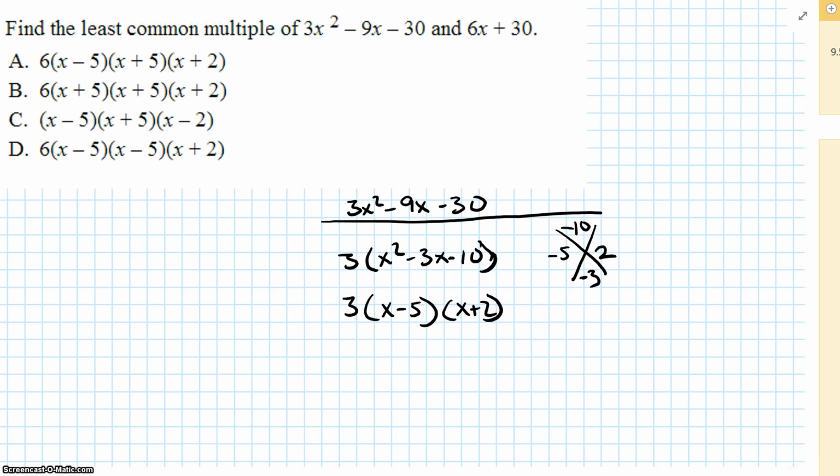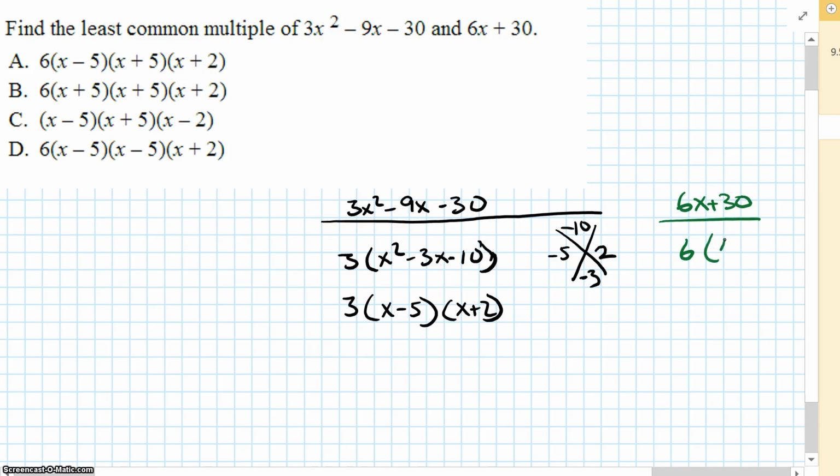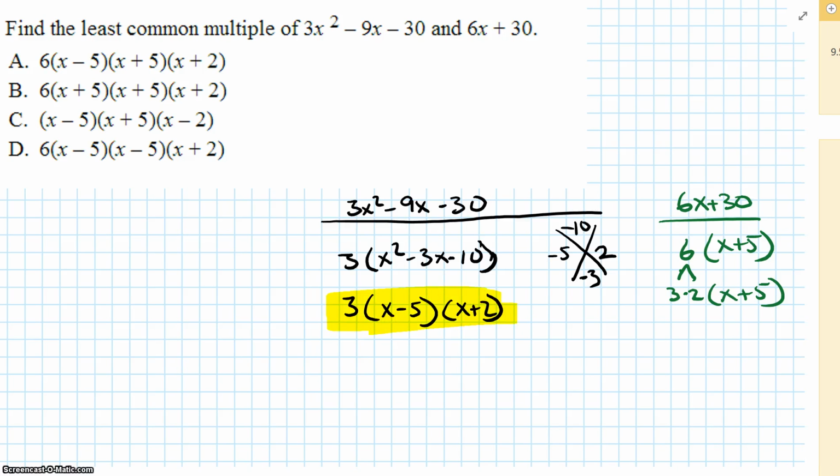Now let's use a different color, let's use green. Let's prime factor 6x plus 30. Well, I can factor out a 6. This can give me x plus 5. And 6 can break down to 3 and a 2. Still x plus 5. So here are my terms. 3 times x minus 5 times x plus 2. So let's go to town.